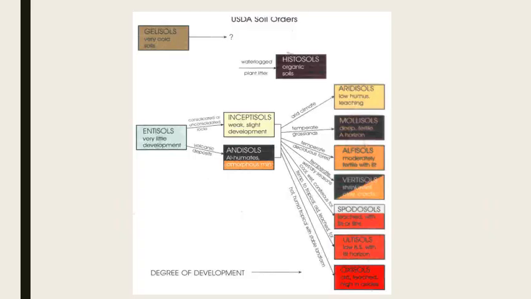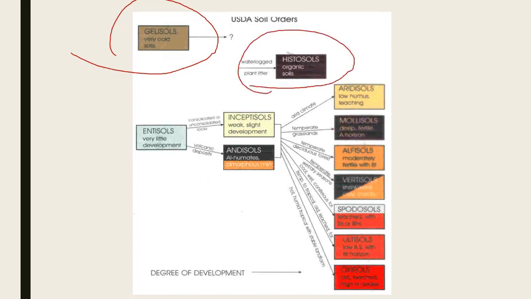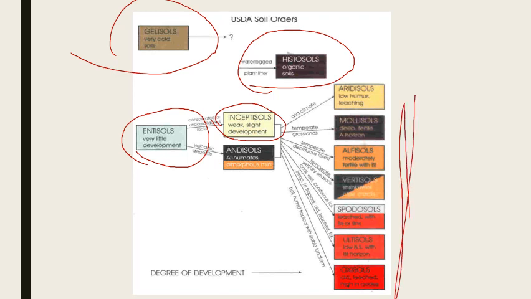Here's another depiction of the different soil orders. And it has the gelisols, the very cold soils up here, the permafrost soils, and the histosols like the muskegs. Those are kind of different categories. But here, the very young, very little development, and then just a little bit of development. And then we have our different categories over here, depending on how much water and how much heat.